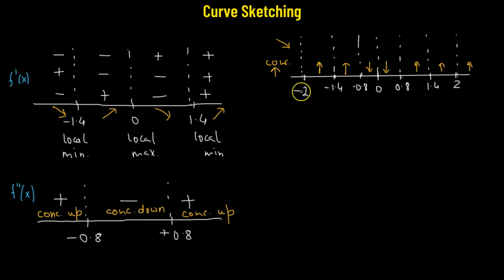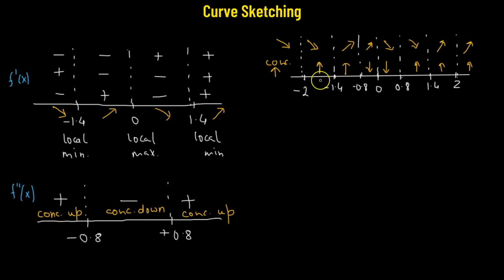Now, for values lying between negative 2 and negative 1.4, we have a decreasing function. For values between negative 1.4 and 0, it is increasing. So from negative 0.8 to 0, this is increasing. Then from 0 till 1.4, it is going to be decreasing. And then for values greater than 1.4, it is going to be increasing.